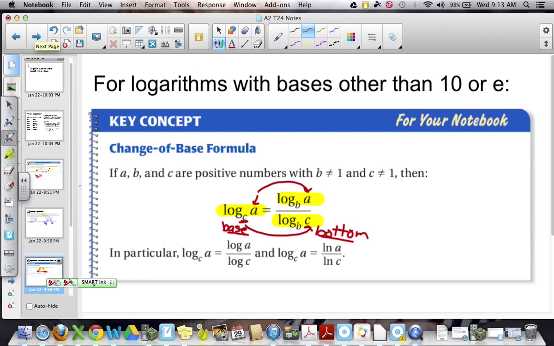Now, the bases that help us are the common log and the natural log. So in particular, what we want to do is use the common log of a over the common log of c, or the natural log of a over the natural log of c. This is what we call the change of base formula, and it allows us to evaluate a logarithm in any base, not just base 10 or base e.